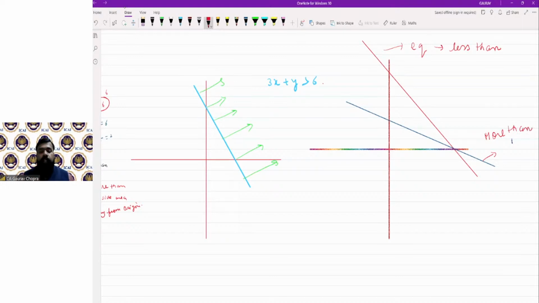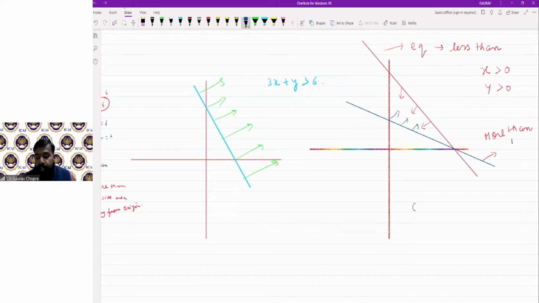Then how to mark the area? So one is saying less than, other is saying more than. Then we have to mark the in-between area. And also, let's say there is one more condition that x should be greater than 0, y also should be greater than 0. So this portion will be inside. Red wala area kahan jayega? Towards the origin, because it is less than. But the blue area will go away from origin, that is outside.